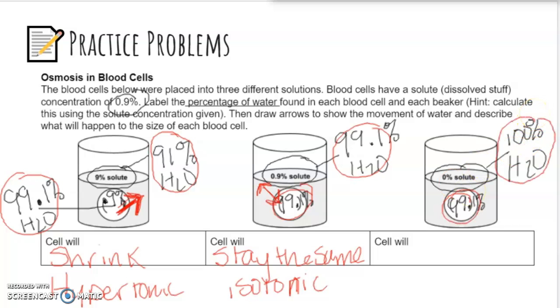Looking at the last one, 99.1% and 100%. We know that water moves from an area of high concentration to low concentration, and because 100 is bigger than 99.1, we're going to have water that moves into the cell. So there's my arrow here. Water is going to move into the cell, so the cell will swell or get bigger, and we have a hypotonic solution. Now you try one on your own.